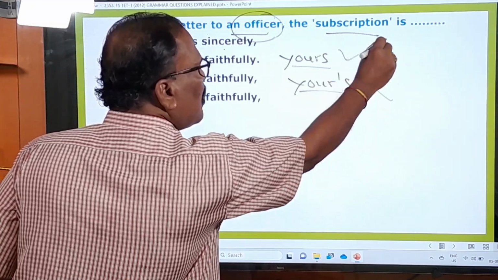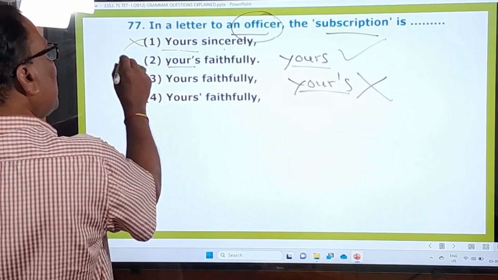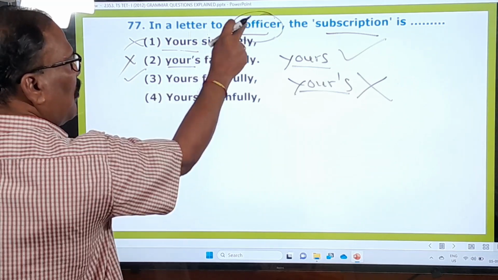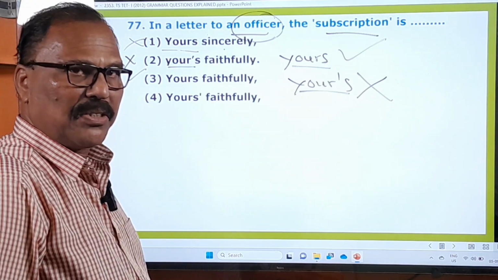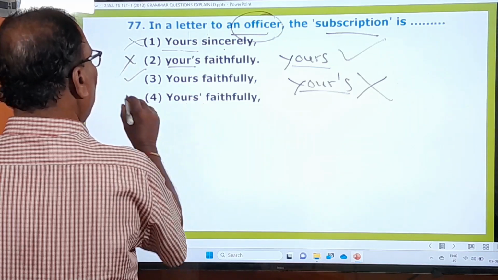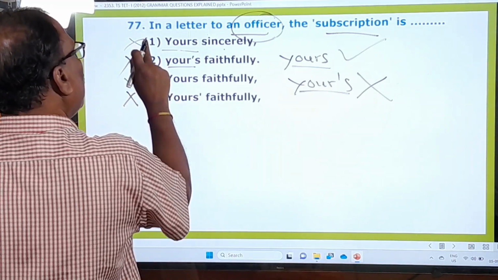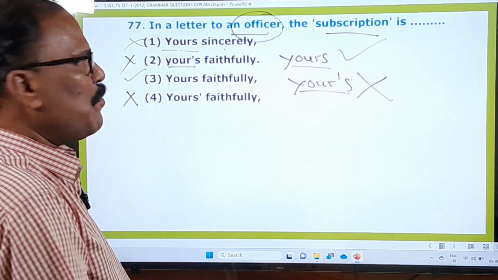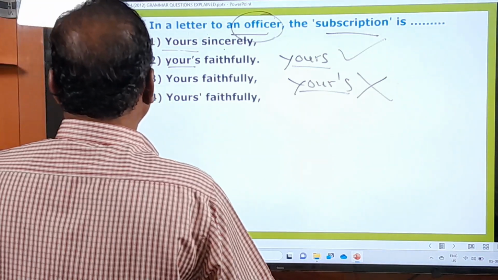Never. This is the right one. Here apostrophe s is there, that's why this is wrong. And "Yours faithfully", this is right. Yours faithfully is only used when you write to your officer, to your superior. And here, after "Yours faithfully", an apostrophe is used. This is also wrong. The first one, second one, and fourth one are wrong. Only the third one is the right one. Okay, and now you go to the next question.